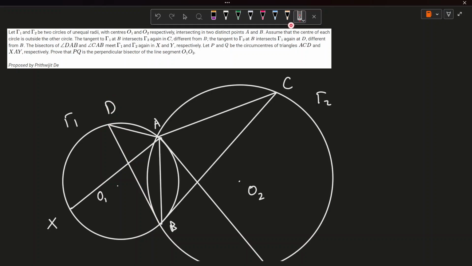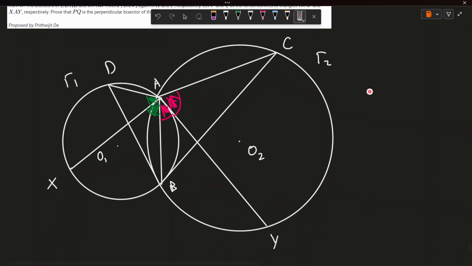The bisectors of DAB and CAB. So this is a bisector and this is also a bisector. Bisector basically means that we can conclude that this angle here is equal to this angle here. So these two green angles are equal, and also this is a bisector, so this angle here is equal to this angle here. Okay, meet again at X and Y. So I have already drawn X and drawn Y.